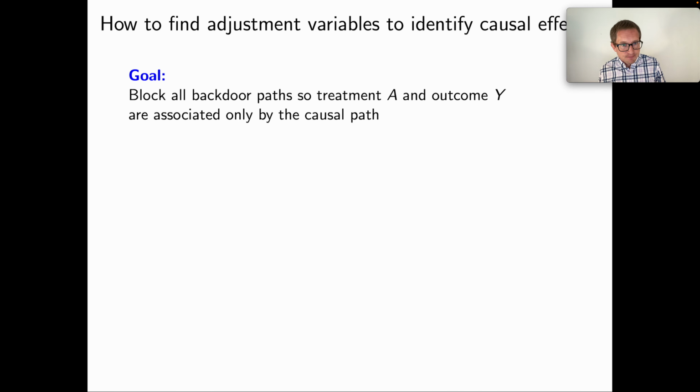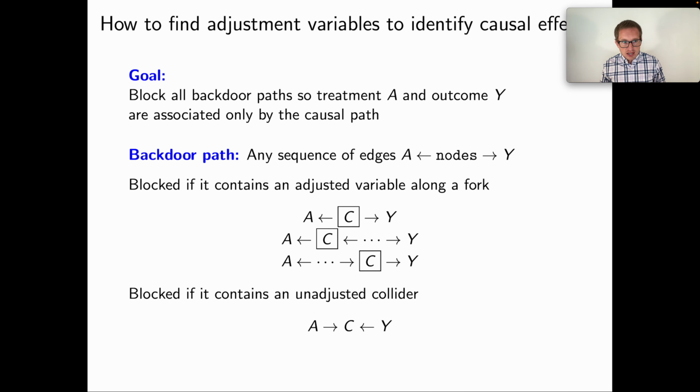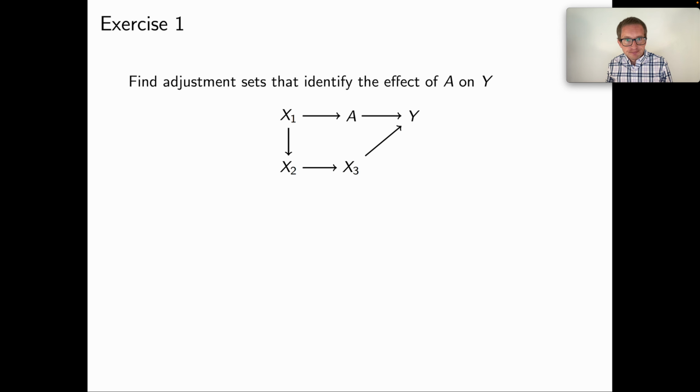As I said, our goal is to block all the backdoor paths, so we just have the causal path left. A backdoor path is any sequence of edges that at the ends point into the treatment A and into the outcome Y. That path is blocked if it contains an adjusted variable along some fork path, and it's also blocked if it contains an unadjusted collider variable.